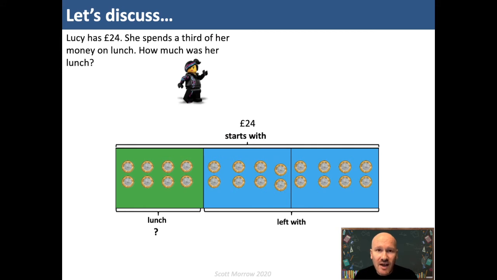I have split that money into 3 equal parts. I've split it into thirds. I'm interested in 1 of those thirds because that's the money she spent on her lunch. And I can see that altogether she spent £8 on her lunch. And I can also see that I can work out how much she had left. That's just 2 lots of the 8, or the 24 take away the 8, which gives us £16.